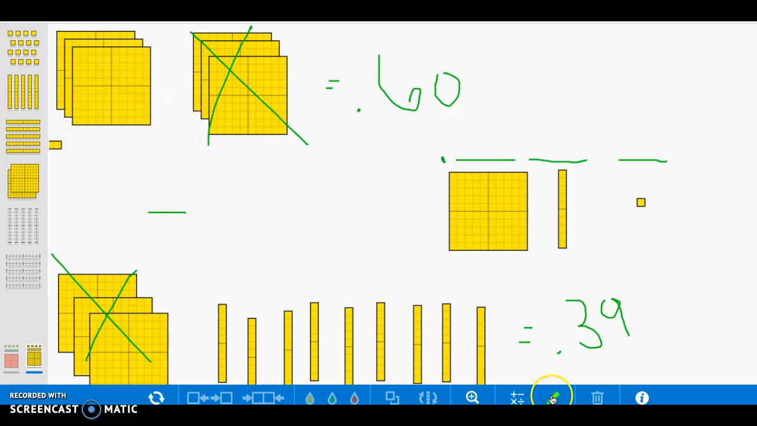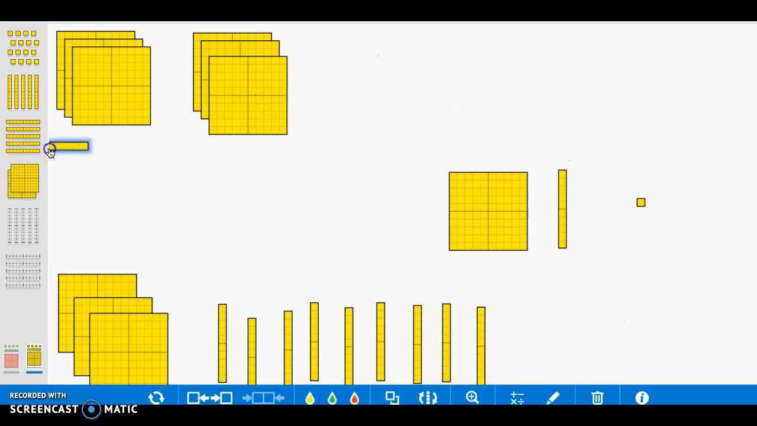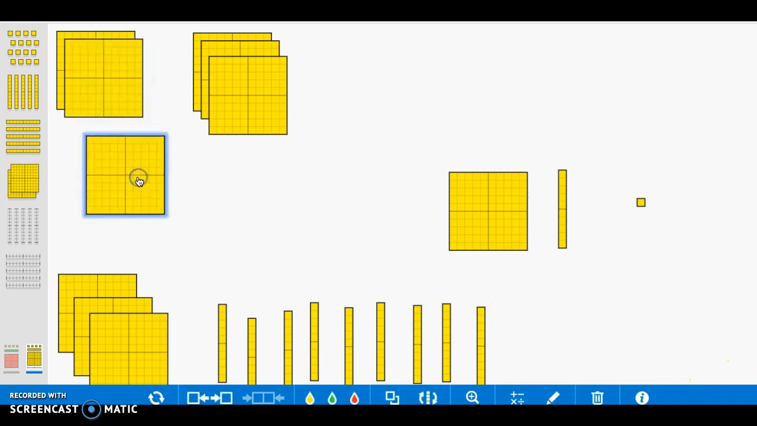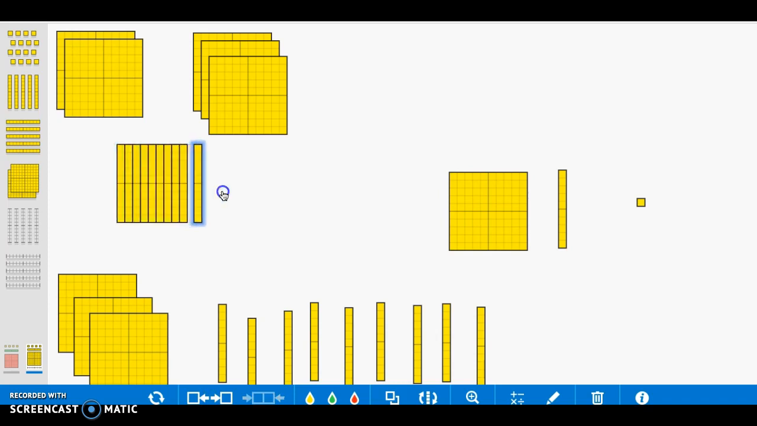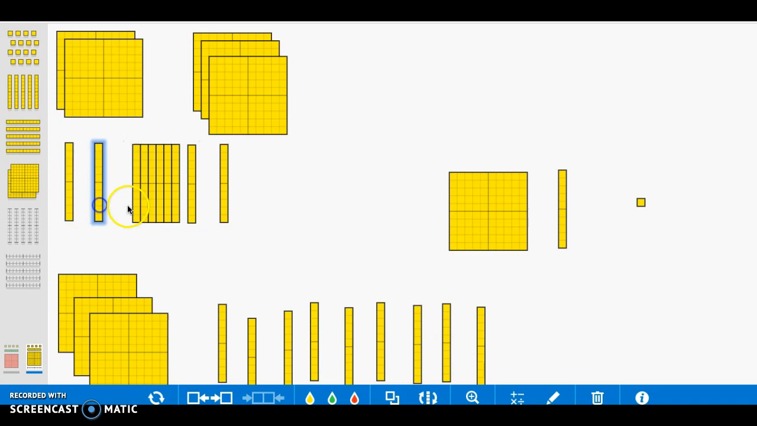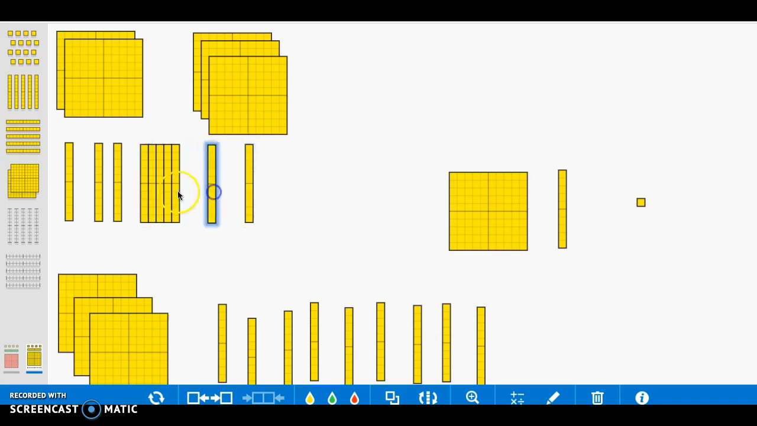So what I'm gonna do is I'm gonna grab one of these and I'm gonna break it apart into 10 pieces. 1, 2. Okay, I'm just gonna leave it like that.